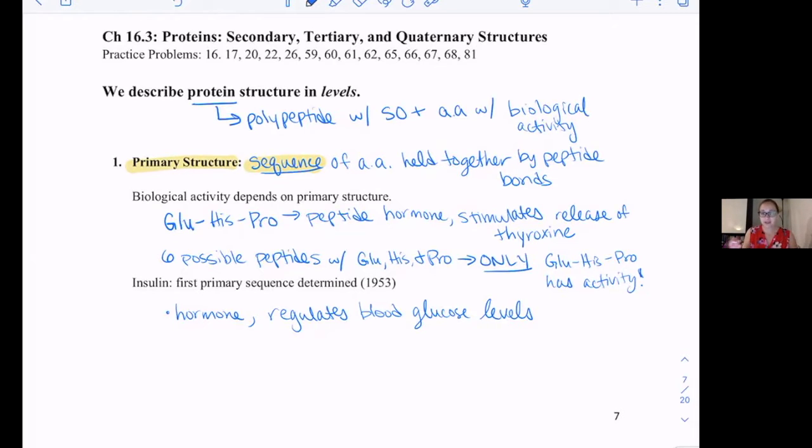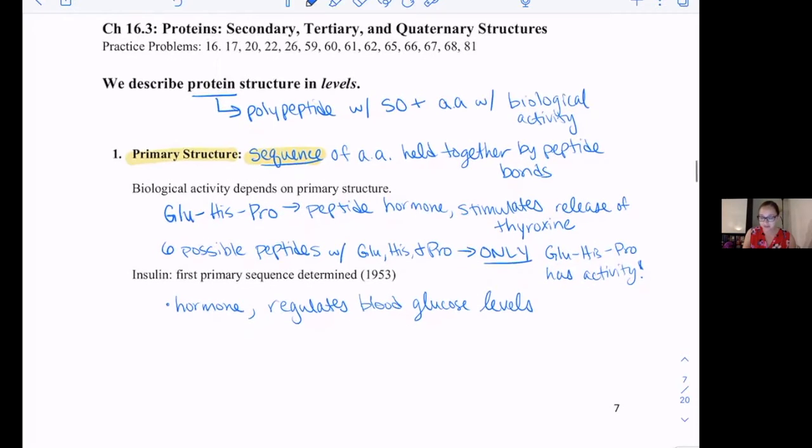However, if you think about it, with glutamine, histidine, and proline, you could have a lot of different orders. You could put proline first, then histidine, then glutamine. You could switch them all around. So there are 6 possible orders for this peptide, with one of each of them. However, only glutamine, histidine, proline has activity. So these are very specific. The primary structure dictates its reactivity in the body.